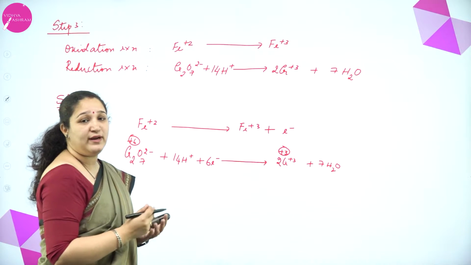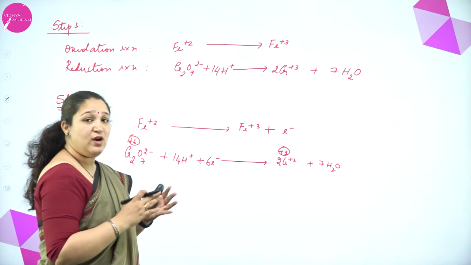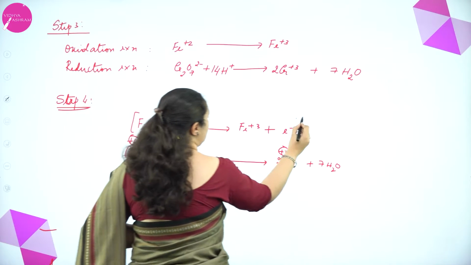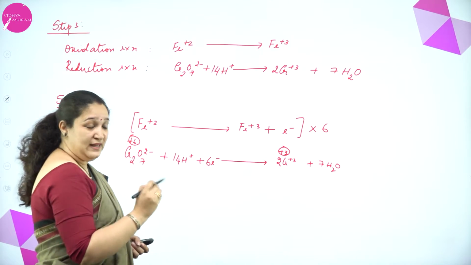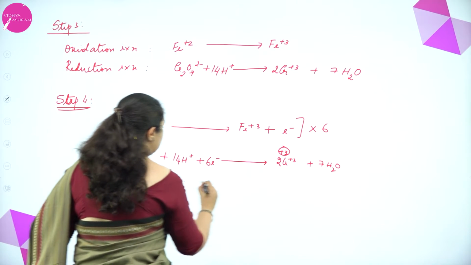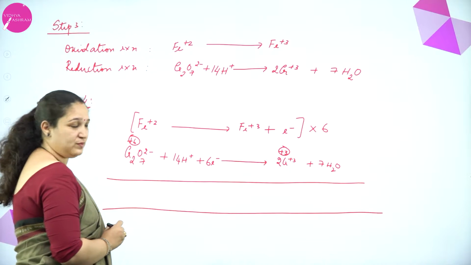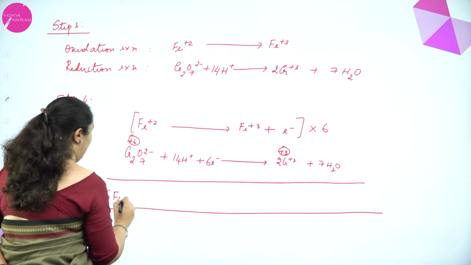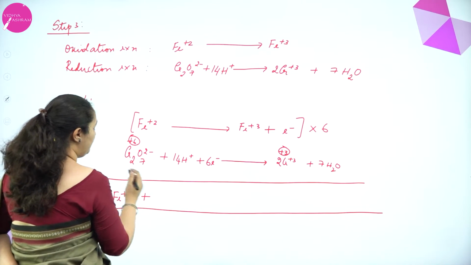Now again one more headache. Here there are 6 electrons, here there is only 1 electron. So I'll have to multiply with an integer, so this equation into 6 I will do. Then the last step is to add up the equations to get the final equation. So when I add, I'll get 6 Fe plus 2 plus, on the reactant side, what is there?